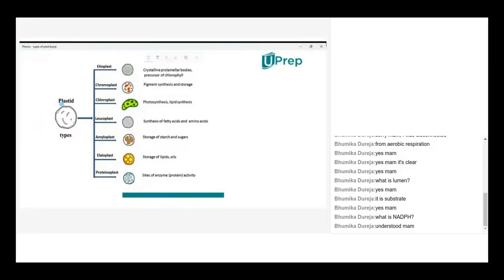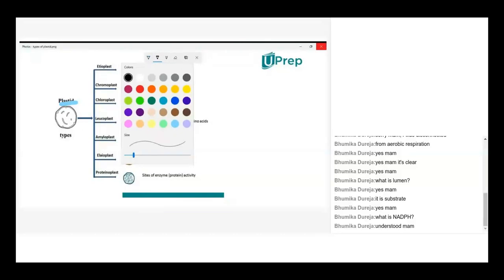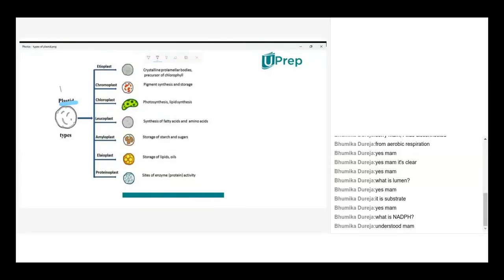Usually, plastids are the ones which you will find in plants only. You won't find plastids in animals. Okay. Now, plastids are the organelles which are involved in various processes. So, what are the different plastids that this slide shows?